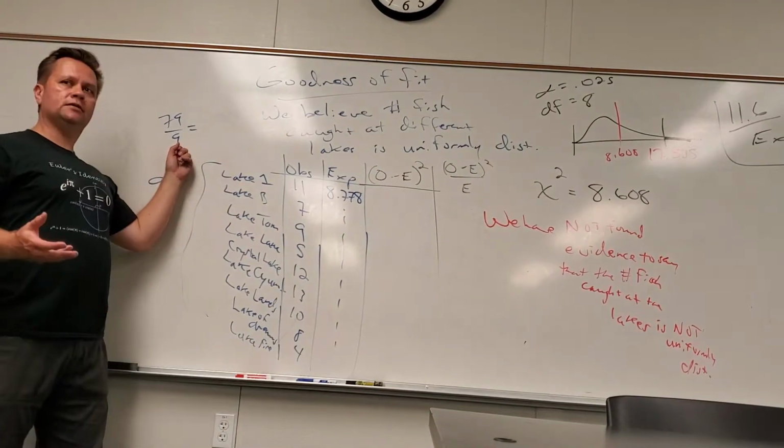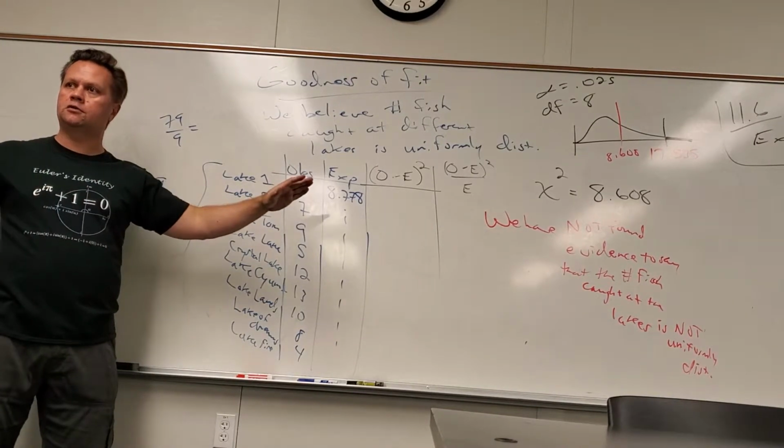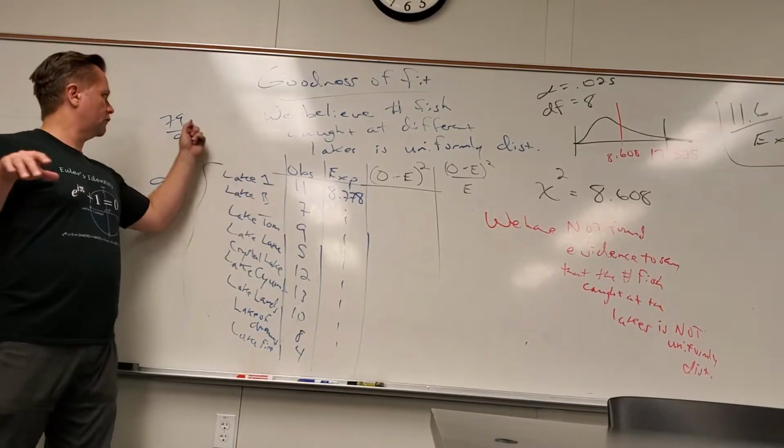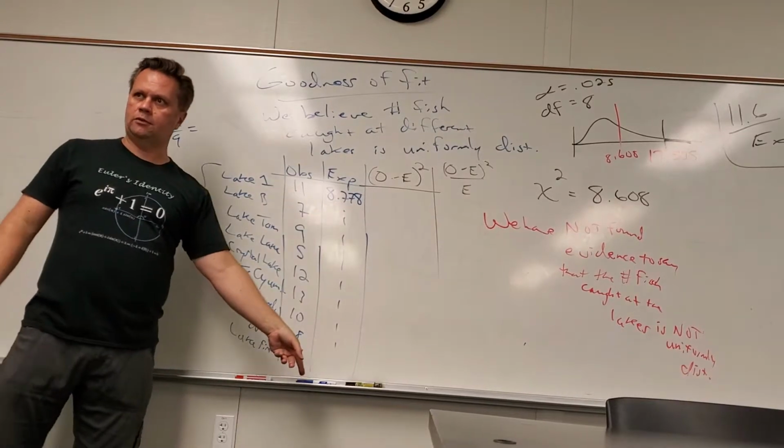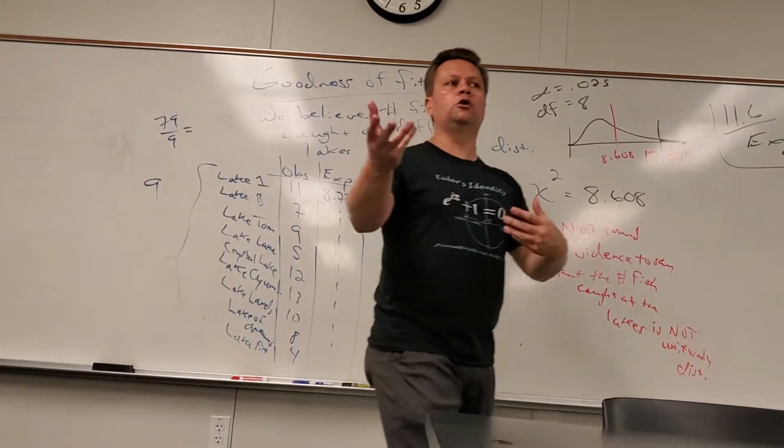This step is just distributing evenly all the fish that were caught. We caught 79 fish divided by 9 lakes. That's what I would expect to happen if they were uniformly distributed.